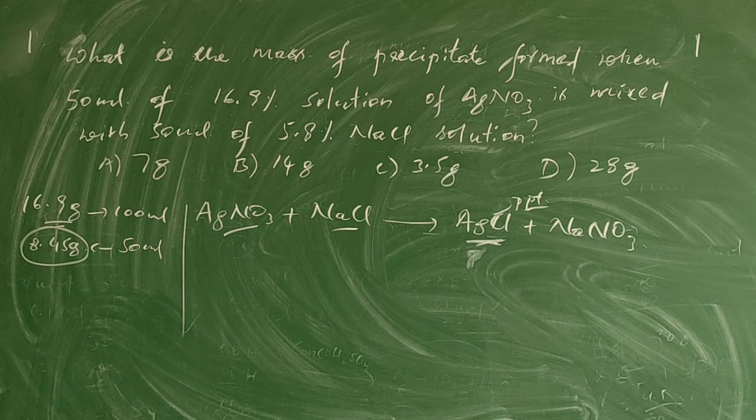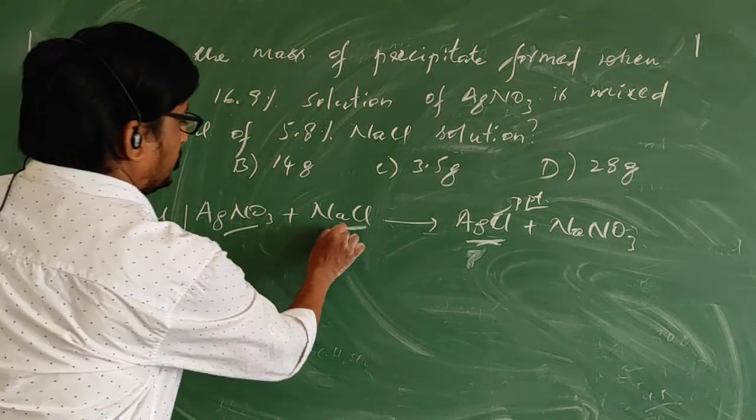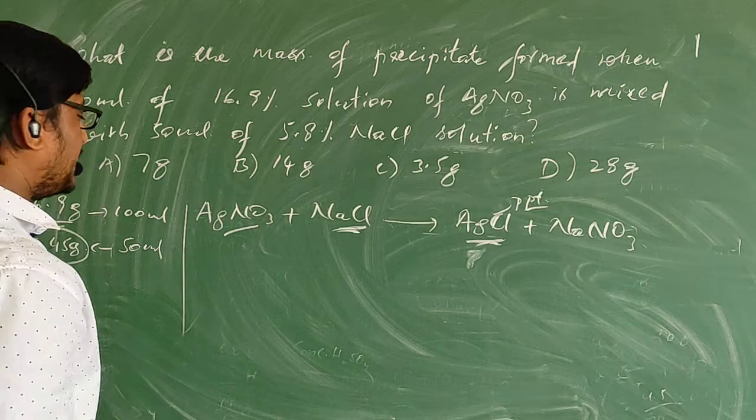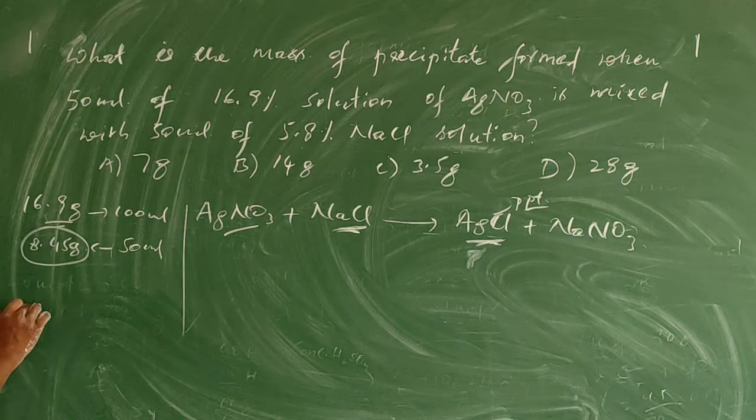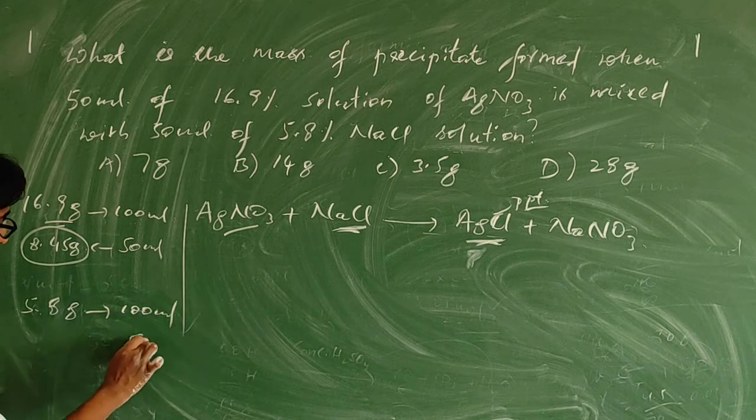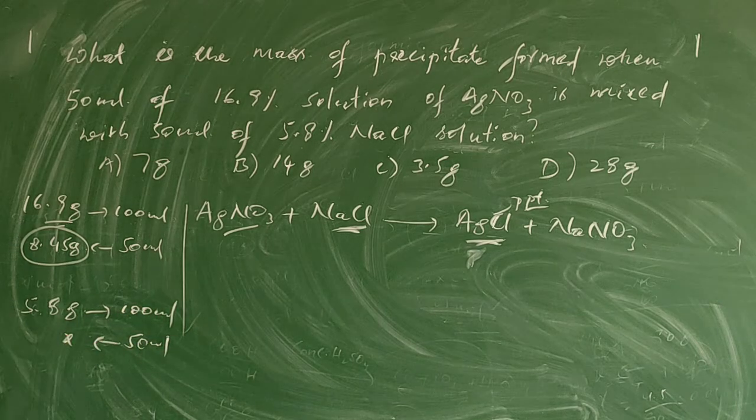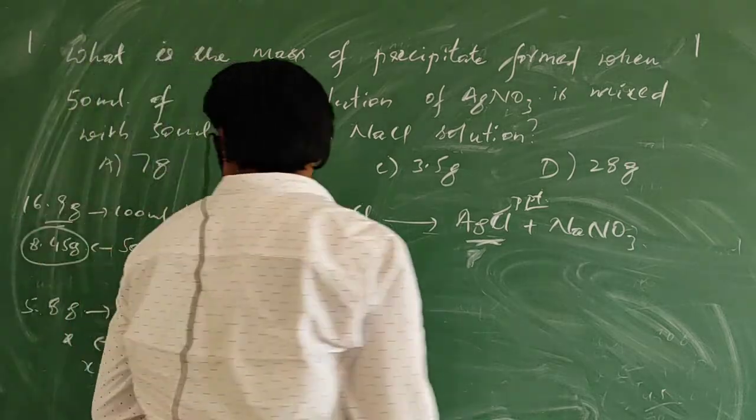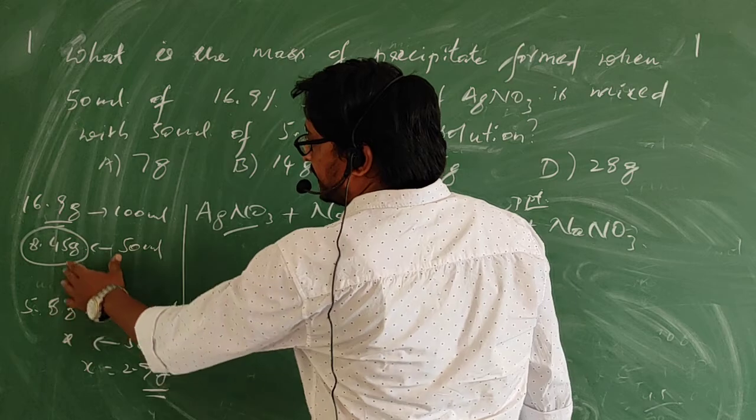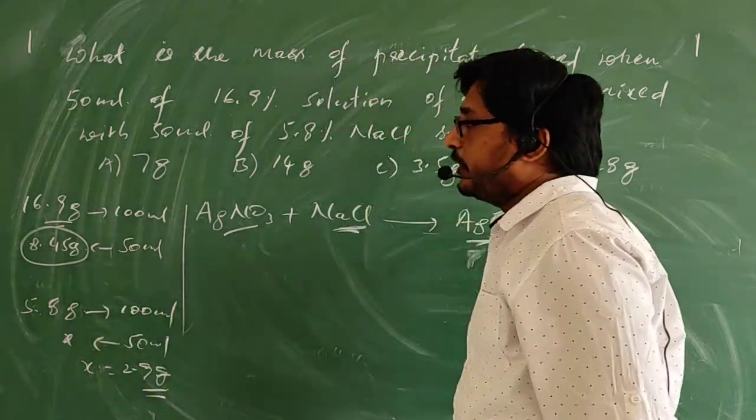In the same way, consider sodium chloride. He is saying 50 ml of 5.8% sodium chloride. 5.8% sodium chloride means the same thing: 5.8 grams is present in 100 ml. Then in 50 ml, how much will be present? Let us take it as X. So X will be equal to 2.9 grams. So the amount of sodium chloride is 2.9 grams, and the amount of silver nitrate is 8.45 grams.